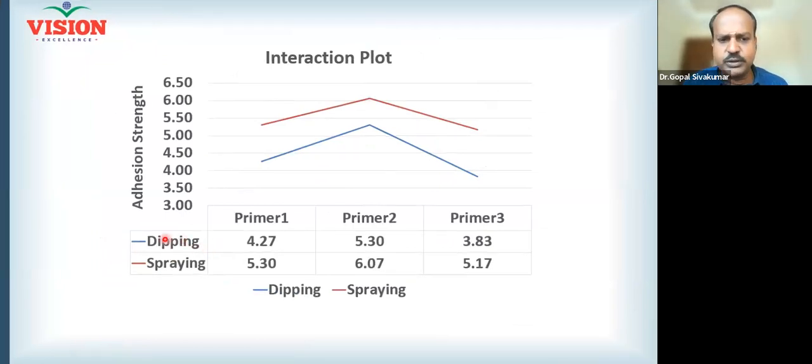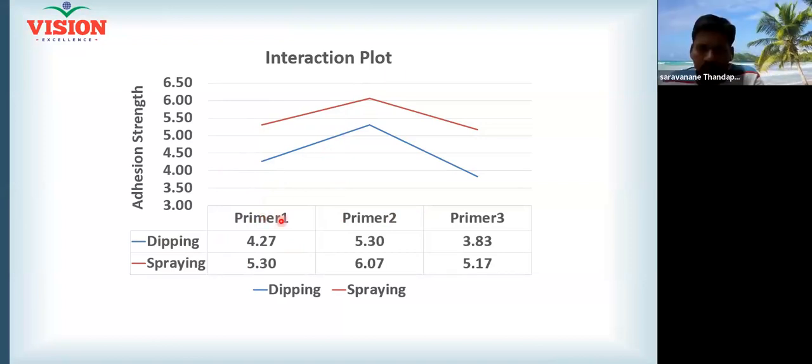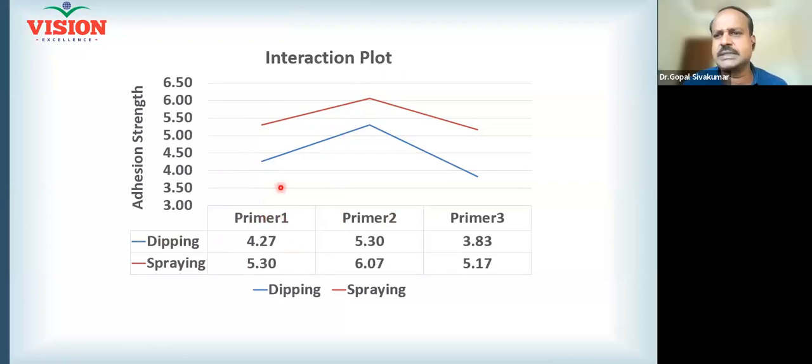In the interaction plot, primer 1, primer 2, primer 3 is taken on the x-axis. The color of the graph indicates painting method. Blue means dipping, red means spraying.